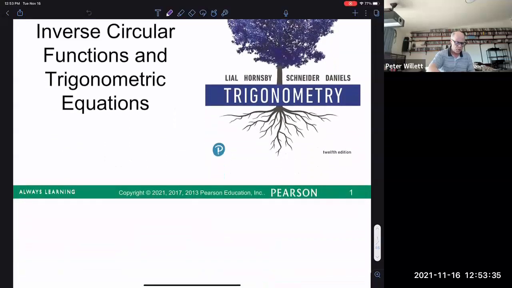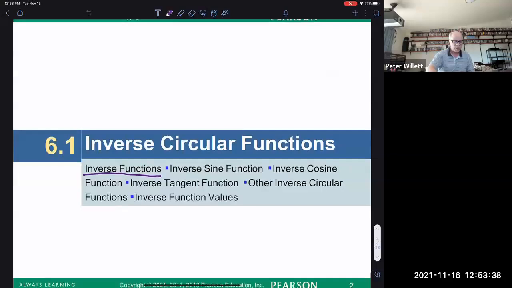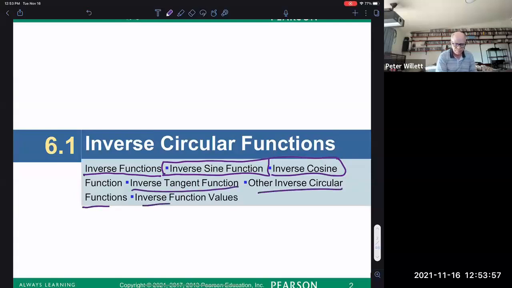As we go forward, we're going to see this first section of chapter 6. The inverse functions part, which I've underlined here, is on the first video. And then in this video, we're going to talk specifically about the inverse sine function, inverse cosine function, inverse tangent function, and other inverse circular functions. Then I'm probably going to save the last part about inverse function values and some problems around that, which are a little complicated. We won't probably be able to get to that today. So that's the plan for this video.